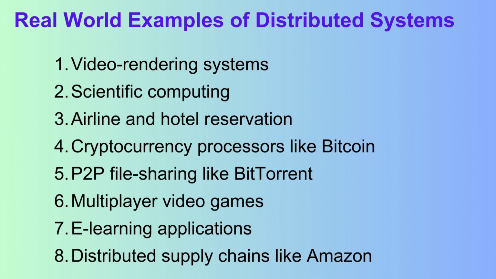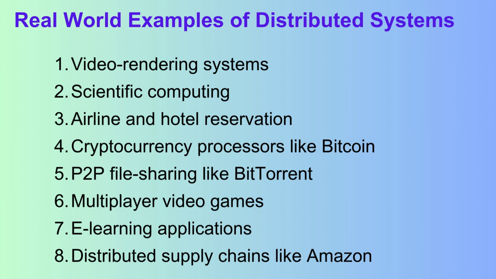And then we have P2P file sharing like BitTorrent. BitTorrent allows users to share files. I know a lot of people use BitTorrent to download movies. BitTorrent allows users to share files directly with each other without relying on a central server. Instead, the file is broken into smaller pieces, and each user downloads and uploads pieces to and from other users, creating a distributed network for file sharing.